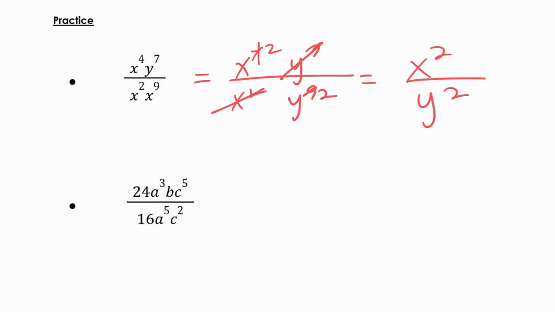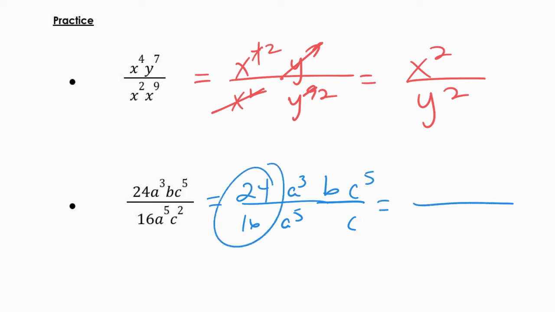For the second example, again, we're going to have 24 and 16. We're going to have a to the third and a to the fifth. We're going to have b, and well, that one doesn't have one. And we're going to have c to the fifth and c. So we can work through that. 24 and 16, 8 goes into both of those. Gives us 3 over 2.